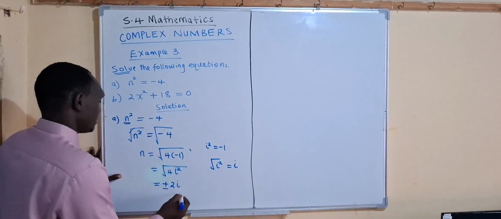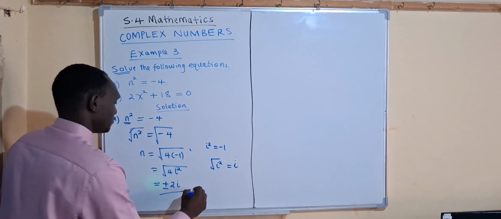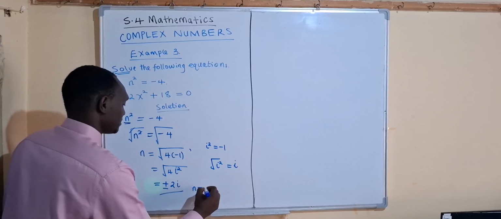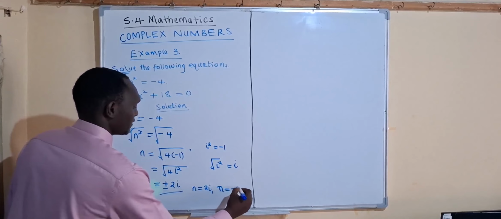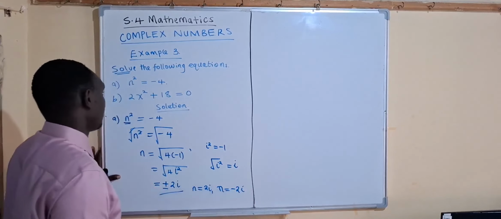So this is the answer. These are the values of n. Therefore n is 2i and n is also -2i.